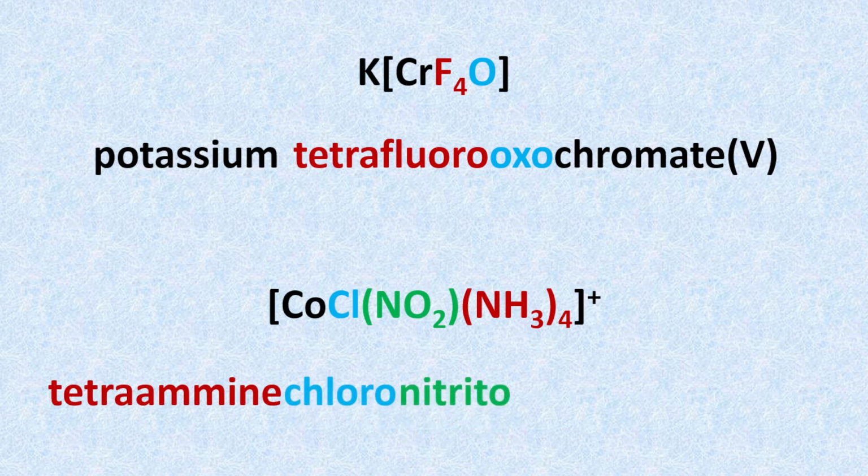Both chloro and nitrito are uni-negative in charge, and the coordination sphere carries a uni-positive charge. Therefore, the oxidation state of cobalt is 3. After leaving a space, iron. So, tetraamine chloro nitrito-N cobalt 3 space iron.